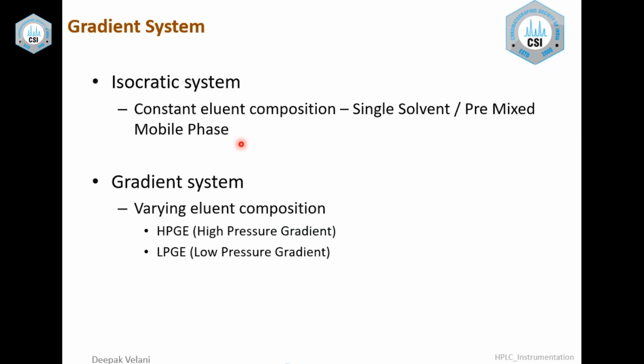without any pressure shocks. Isocratic system: this is a system where we are using a single solvent. It can be a single solvent, meaning aqueous or organic-based, or a premix. Only one solvent in one bottle can be used for the analysis, and not more than one solvent can be used.